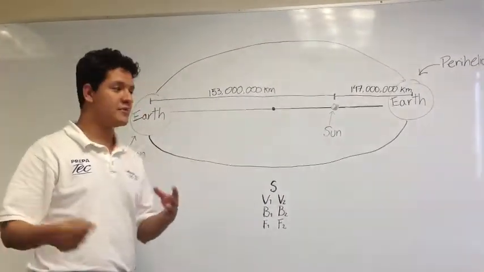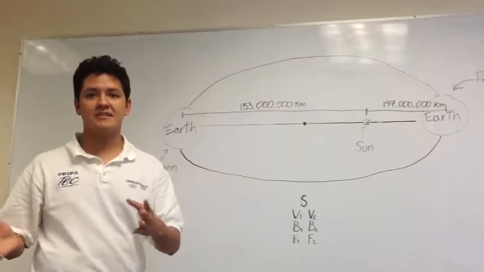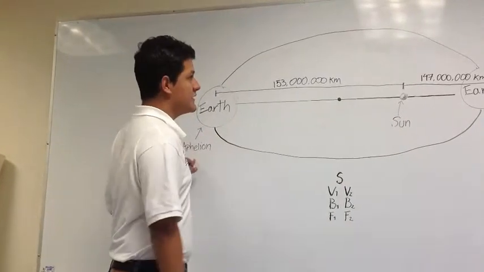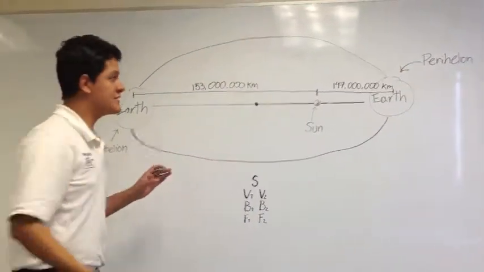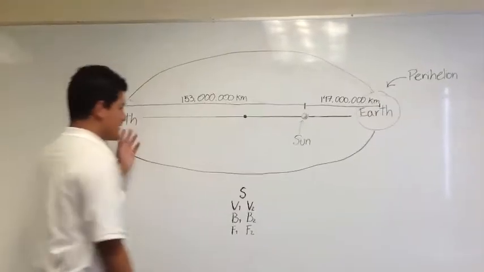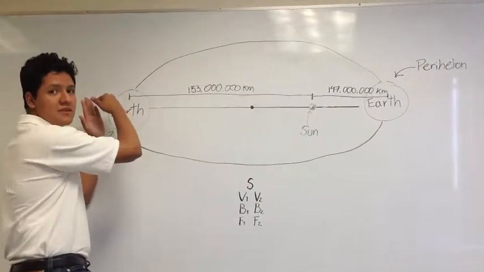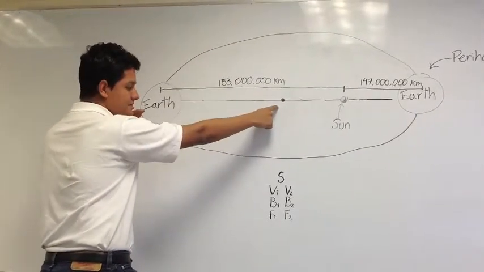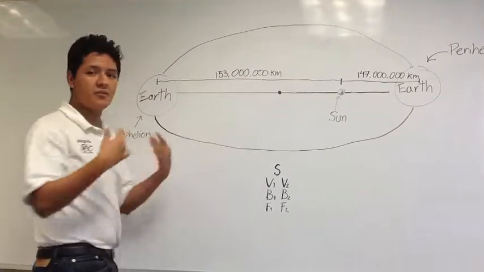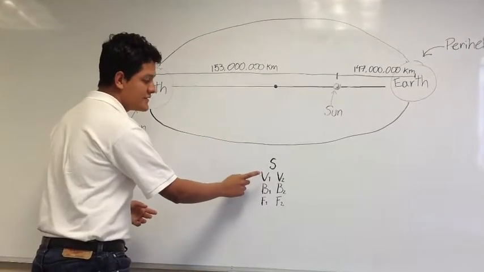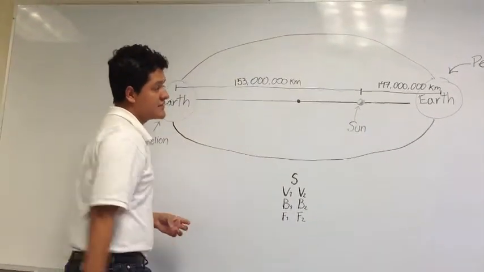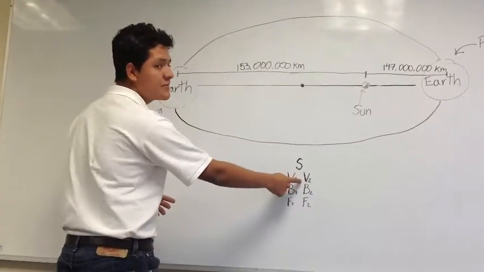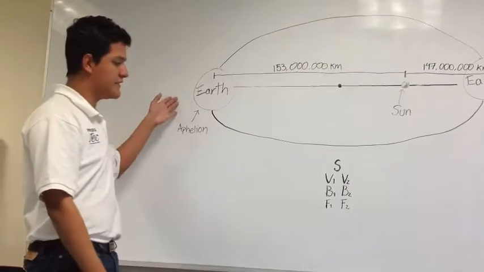Then, in the same problem, it indicates that the vertices of the graph are the aphelion and the perihelion, which means that these two points have to have the same y value as the center. So we classify that vertex number 1 is going to be on this side, at the perihelion, and the second vertex is going to be located at the aphelion.